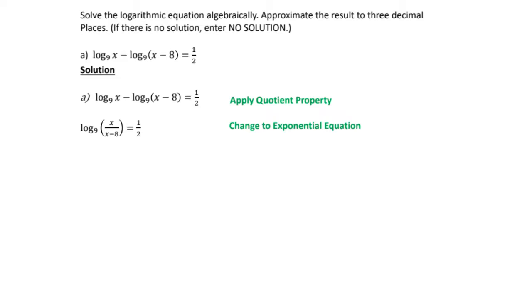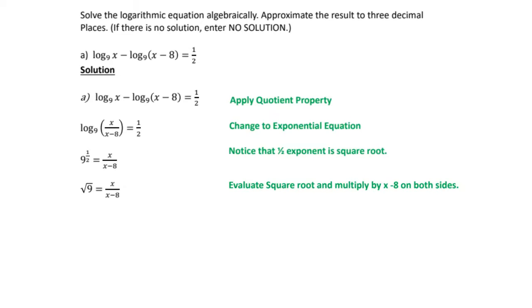Again, let's go ahead and change it to an exponential form. My log has a base 9, so my exponent also has to have a base 9. The output of the log is the input of the exponent, so that's 9 to the 1/2. The input of the log becomes the output of the exponent, which is equal to x over x minus 8.